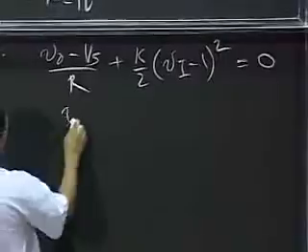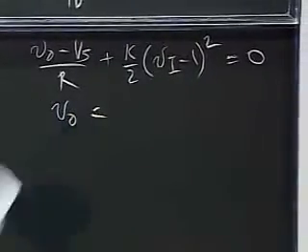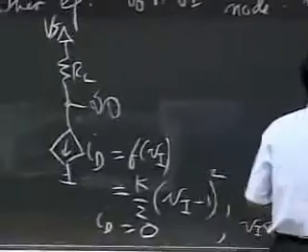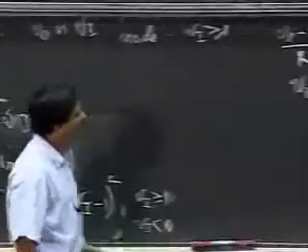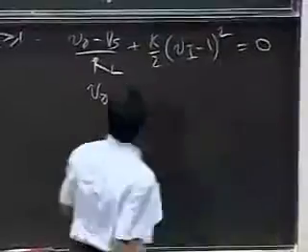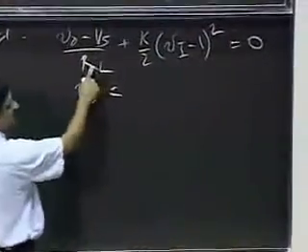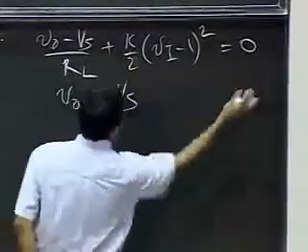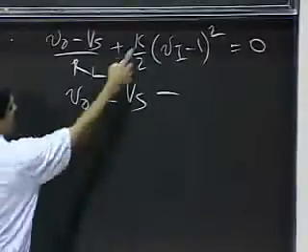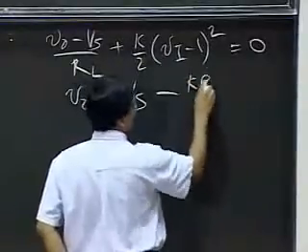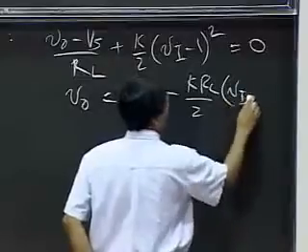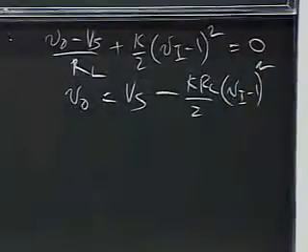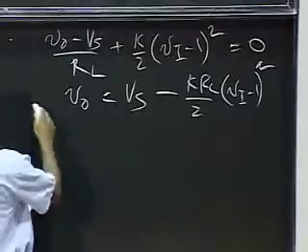So I can go ahead and simplify this. Multiply throughout by, I call this RL here. So multiply throughout by RL and move all of this to the other side. So I get Vs divided by RL, multiply throughout by RL, I get Vs on the side. I take this term to the other side. This becomes a minus. RL multiplies here, so I get K RL. That's the expression I get. V0 is given by Vs minus K RL divided by 2 times (Vi minus 1) whole squared.